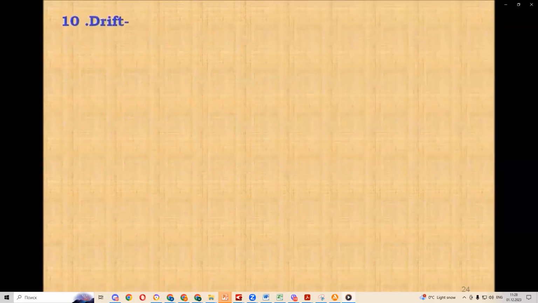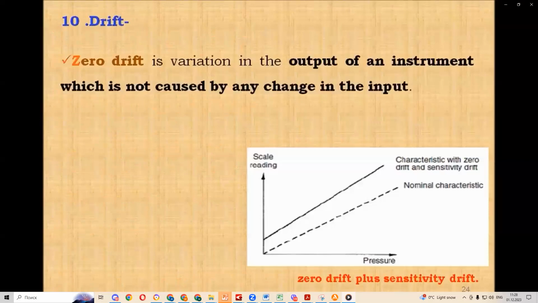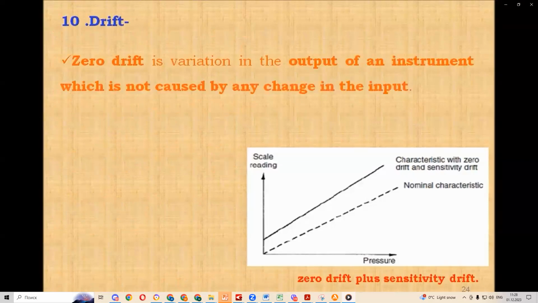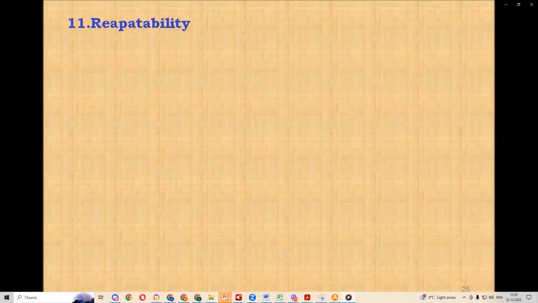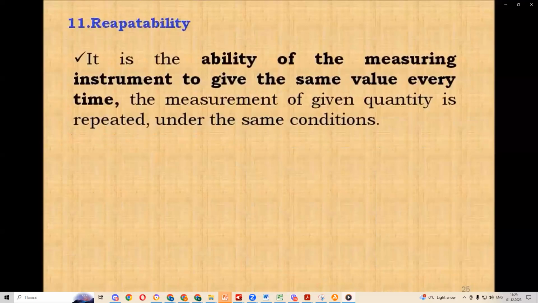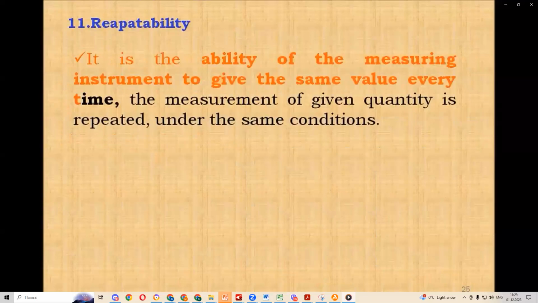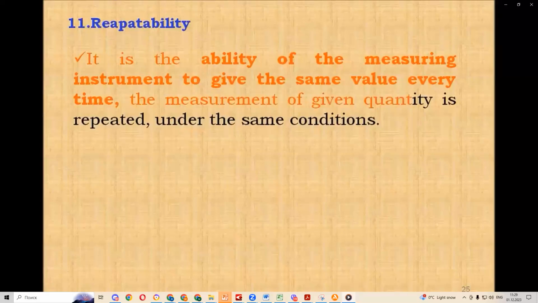Tenth characteristic is drift. Zero drift is variation in the output of an instrument which is not caused by any change in the input. It is commonly caused by internal temperature changes and component instability. Eleventh characteristic is repeatability. It is the ability of the measuring instrument to give the same value every time the measurement of a given quantity is repeated under the same conditions.